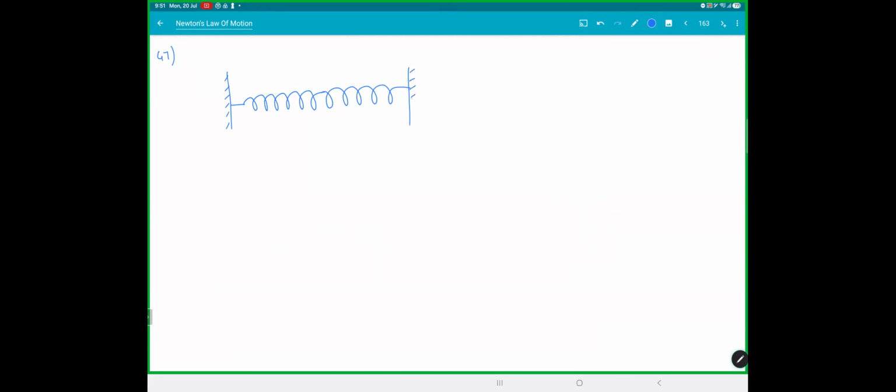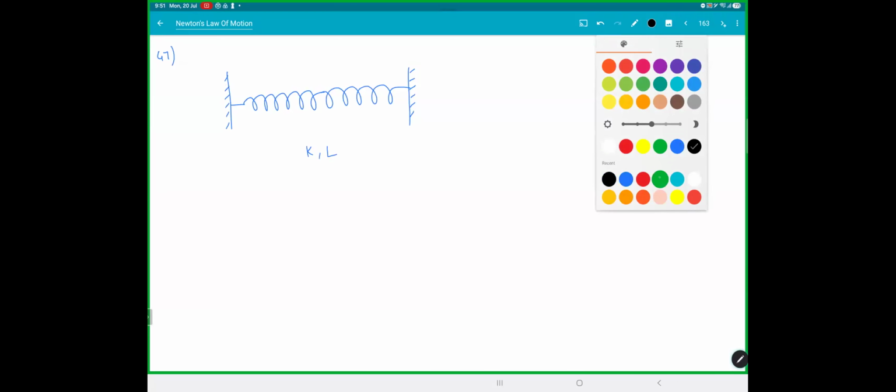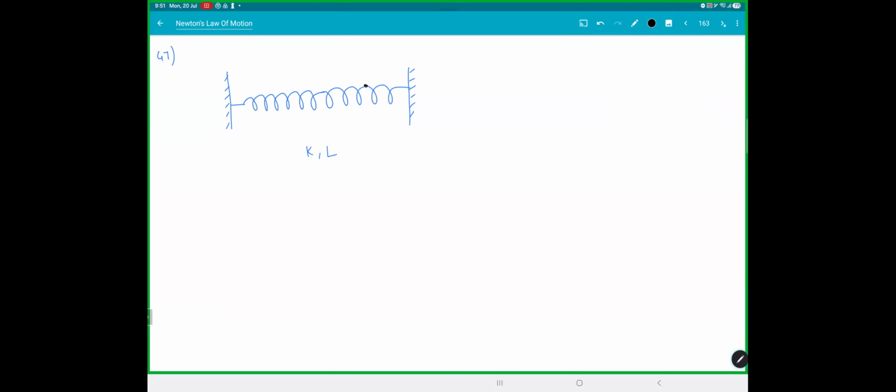So we got a spring between two walls, K and L. Somewhere at this point on the spring, someone connected a rod. Let's call this point A. And you started pulling this with force F. This distance is from point A to L. You're not pulling the end of the spring, you're catching at the middle of the spring and pulling it.